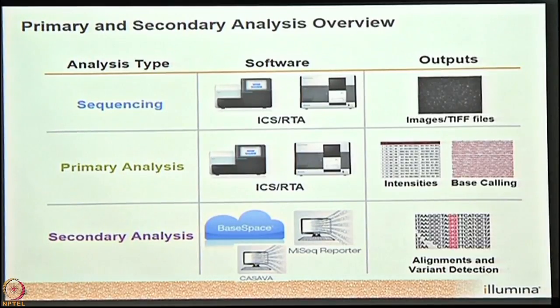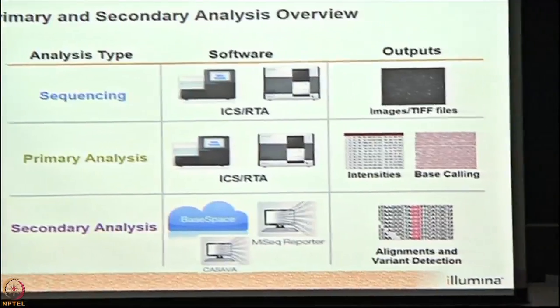Once the .bcl files are generated, the secondary analysis using MiSeq again starts on board itself. It will convert those base calls files into FASTQ files. And finally, using this machine, tertiary analysis also, you can get the reports on board. Everything: which are the pathogenic mutations, which are the silent mutations, every report you will get.